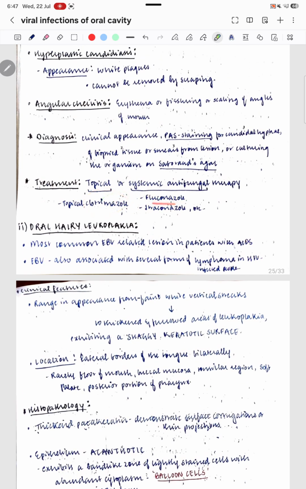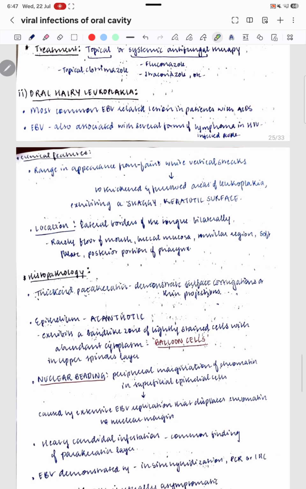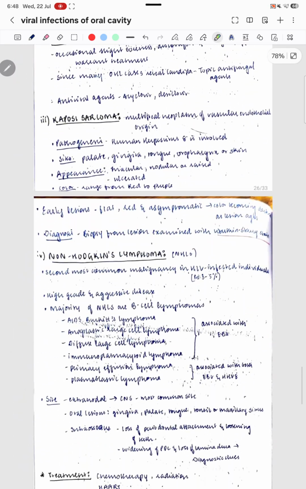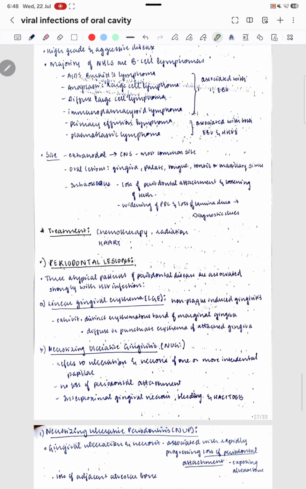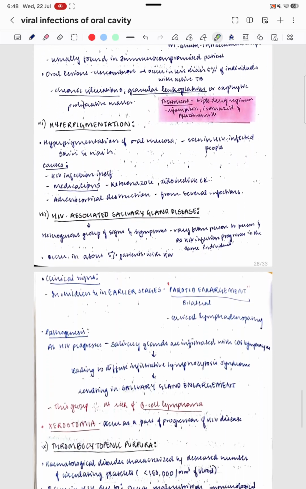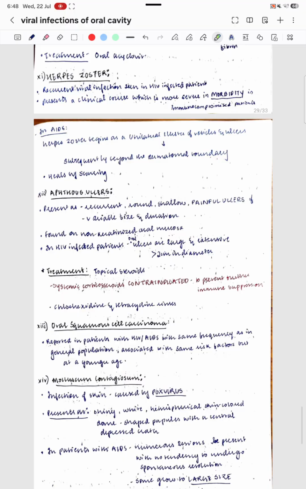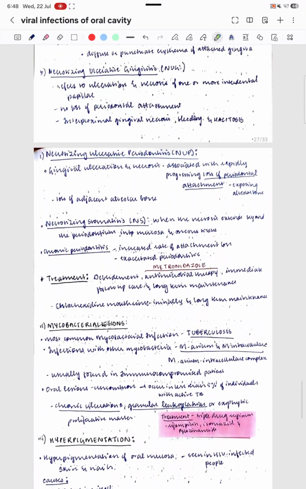Cotrimoxazole also has a substitution, which could be fluconazole or itraconazole, and this is called antifungal therapy. Then coming to oral hairy leukoplakia, this is the third clinical manifestation which is usually seen in the oral cavity. There are a few too many, so we will go a little quickly in this one.